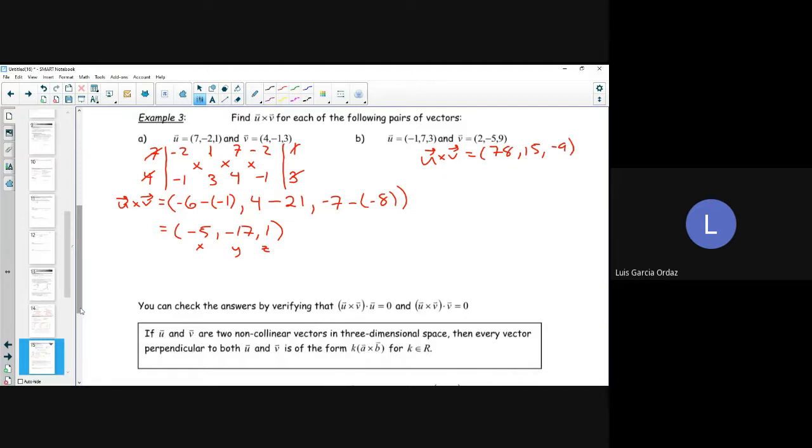So now to check your answer, you can take that cross product of u and v and cross product it with any vector u and v, and it should give you 0, which means that they are perpendicular to each other, which means they give you the 0 vector. So if u and v are two non-collinear vectors in a three-dimensional space, then every vector perpendicular to both u and v is of the form k times a cross product b, for k an element of any real number.